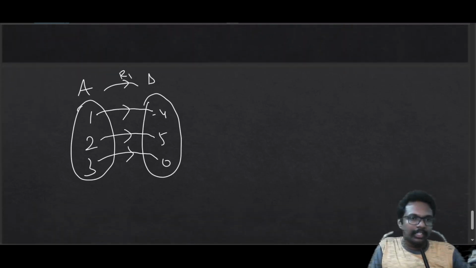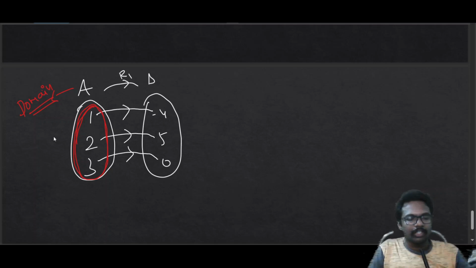So this whole set A is the domain. If you are asked for the domain of a function or relation, you have to focus on the first set. The whole first set is the domain here. If you want to check the range, you have to check it in the codomain. This B is the codomain.